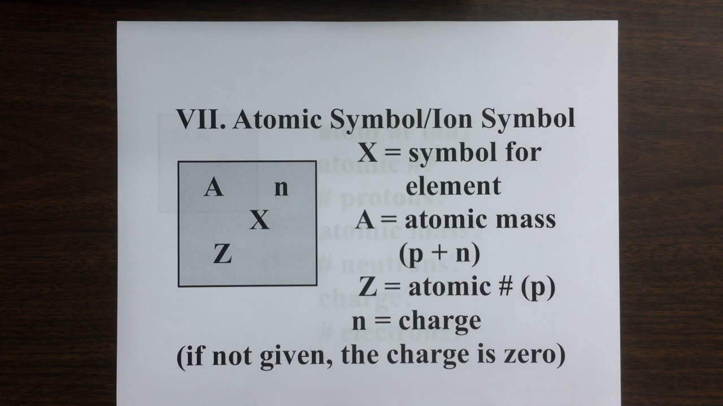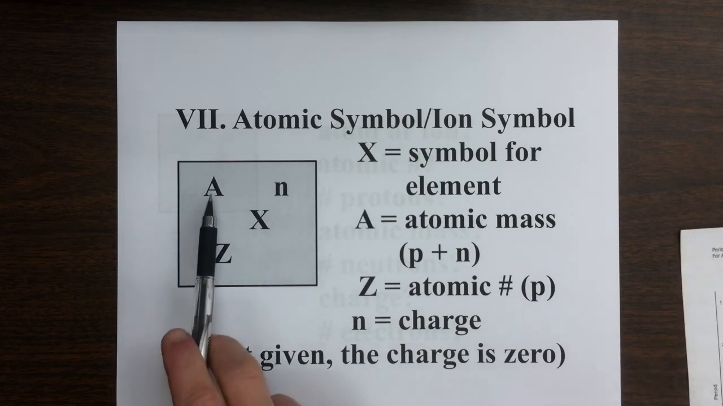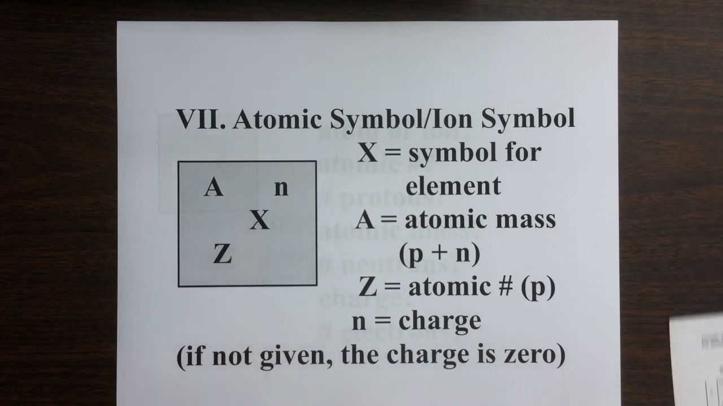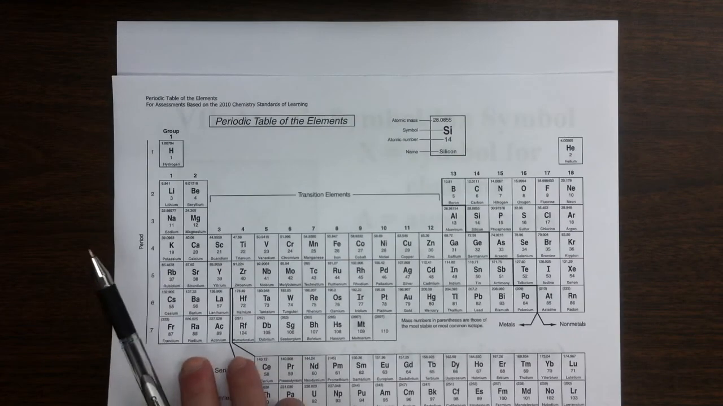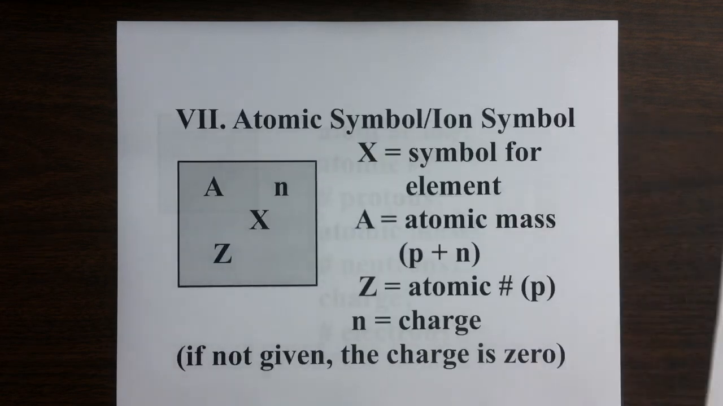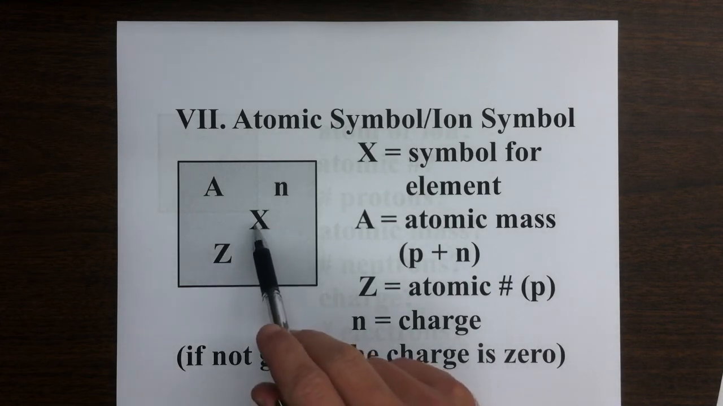So we'll be dealing with this generic atomic symbol. In the middle, you'll have the symbol for your element. So each of the elements, as you can see, has a 1 or 2 letter designation. Some of them are the first letter of the name. Others are from other names that have been changed or still used today. So that will go in the middle.